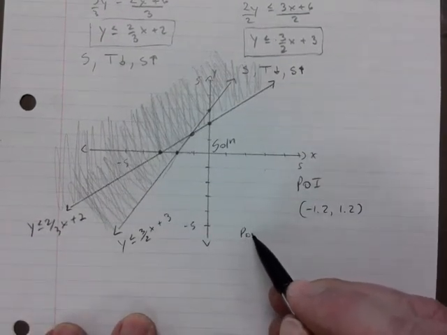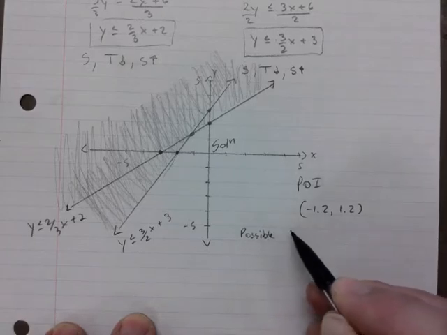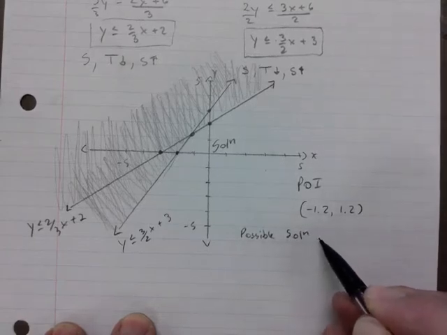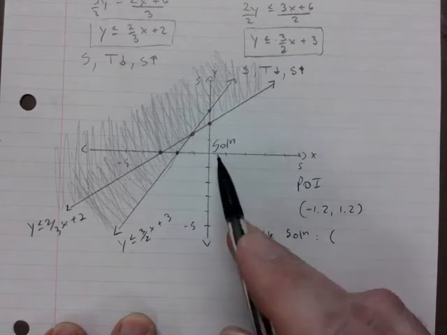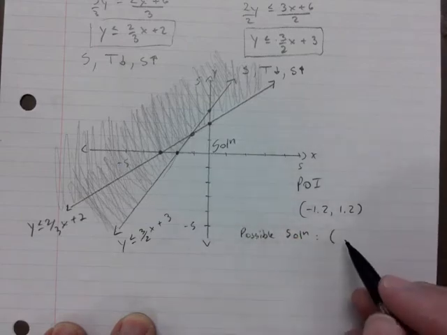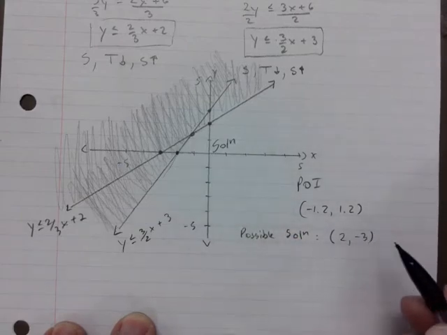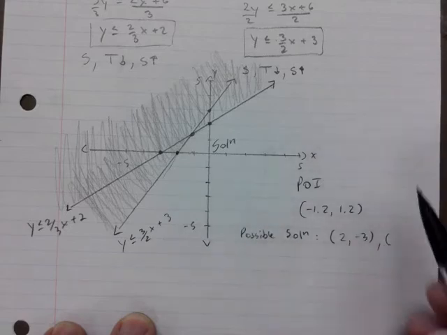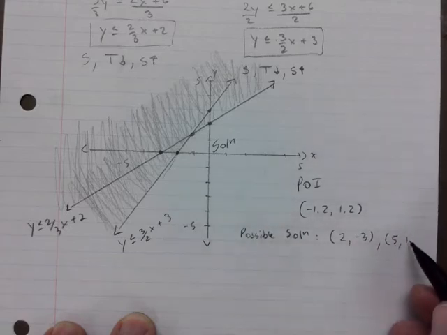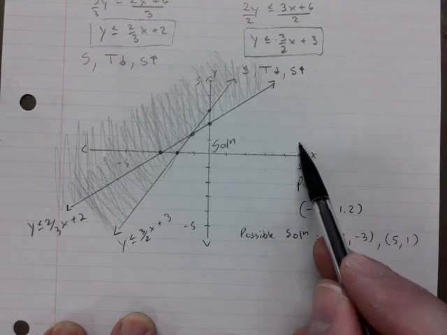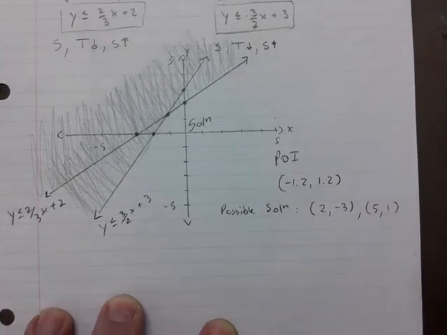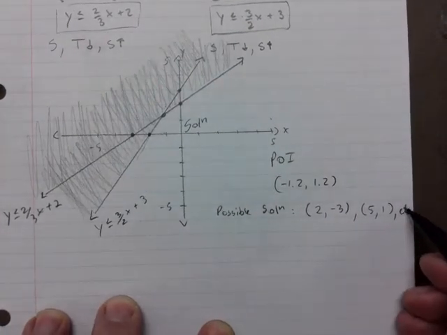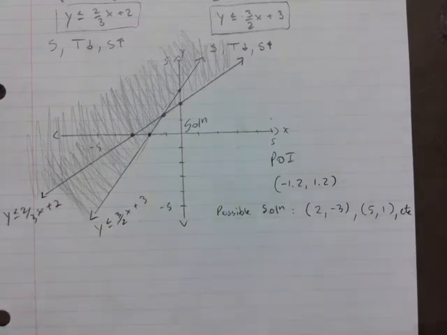And possible solutions. You could have, you know, 2, negative 2, let's do 2, negative 3, so we don't repeat. Okay, go 5, 1, right? 5, 1, you'd definitely be in, etc. So that's that. So now we need to do D.